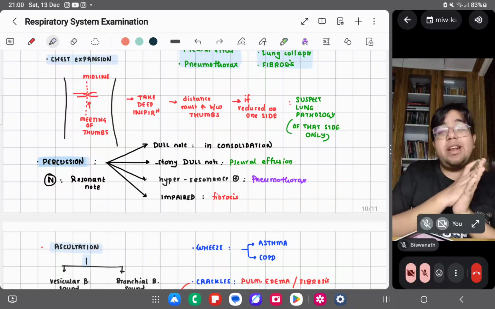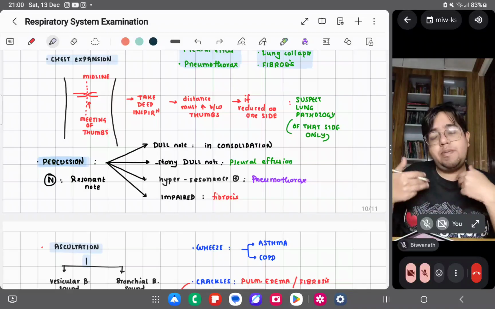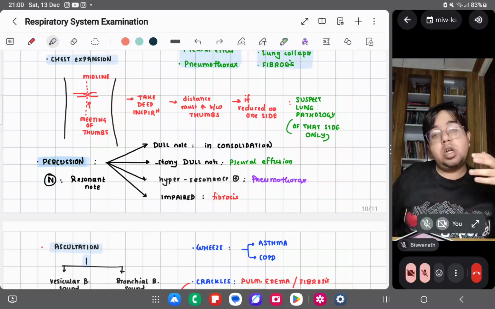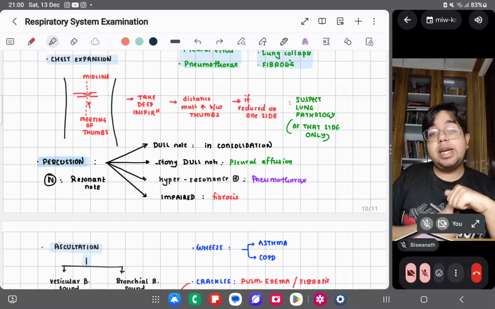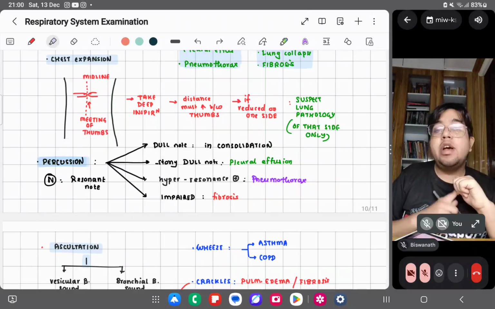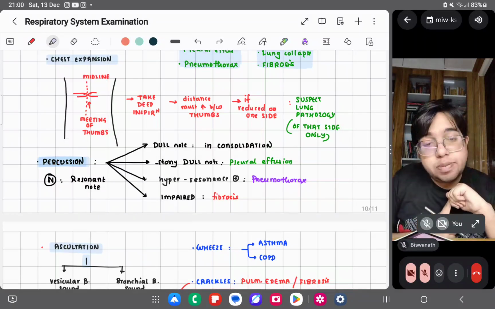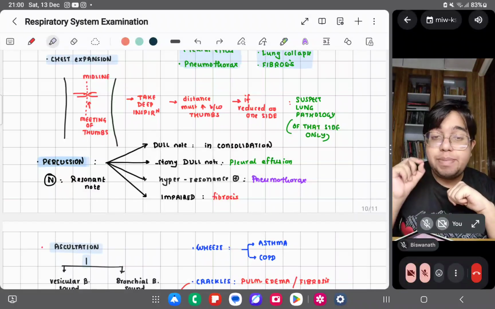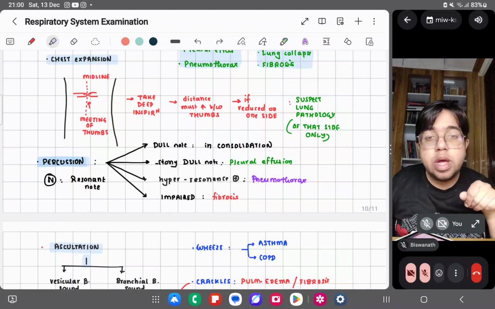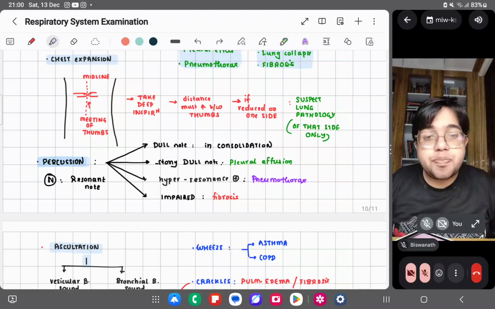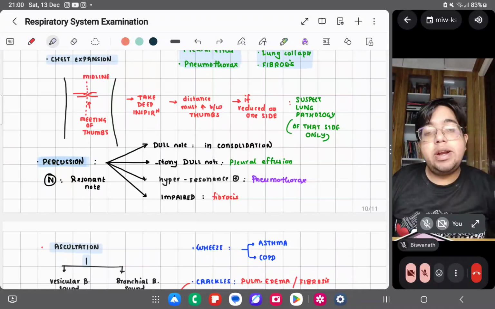You can suggest that the person might have an obstructive pathology, the person might have a restrictive pathology, or the person might have a pleural pathology. But the most important thing, it must be correlated with imaging, and if required with an ABG analysis, arterial blood gas analysis. You have to correlate it with the chest X-ray.